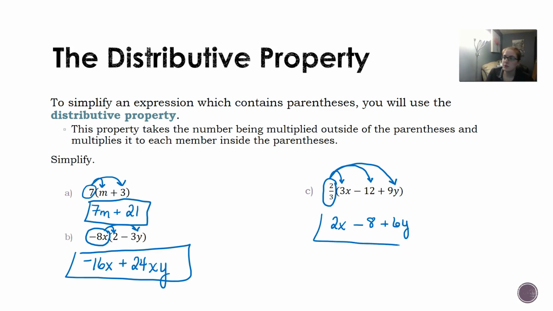Now, as you notice, we've gotten rid of those parentheses. We've actually gotten rid of our fraction as well, which is super exciting. Woohoo! But now the only thing that we want to double check, are there any like terms we can combine? They all have different variables, so the answer is no. Can't do it, so we are done with that problem.